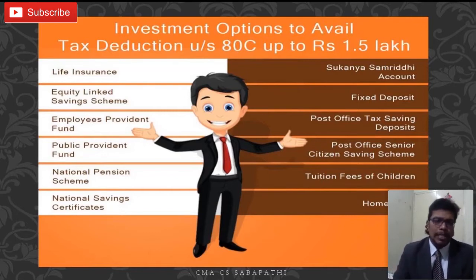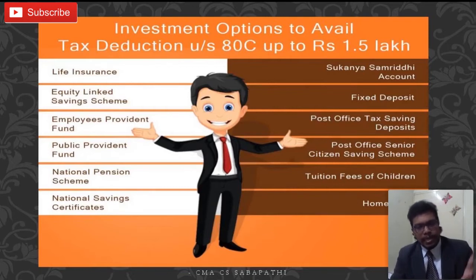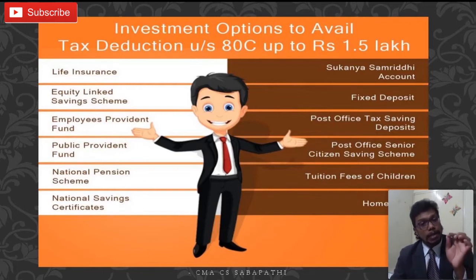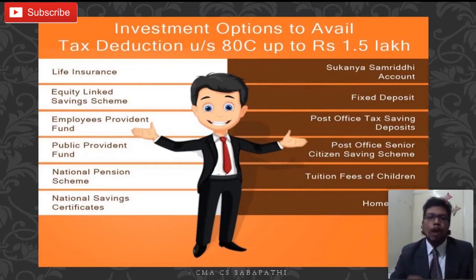Then Sukanya Samriddhi account. If you have a girl child, the government is extending a wonderful, high return to you. If you have a girl child less than 10 years old, you can start investing. You can invest a maximum of 1,50,000 in the Sukanya Samriddhi account. Every year you have to pay at least 250. There is a lock-in period. You have to pay for 15 years.